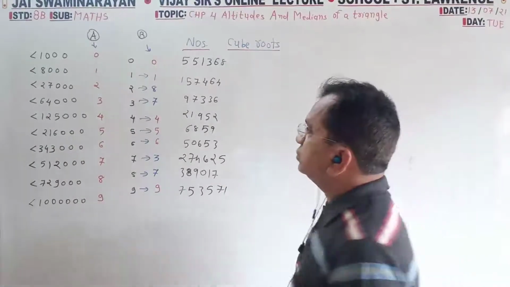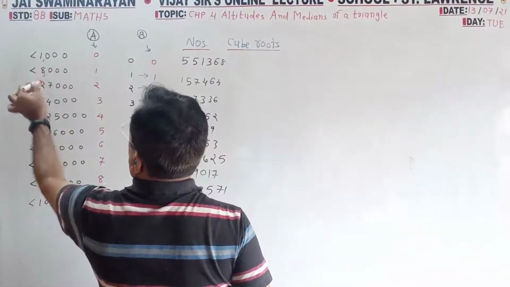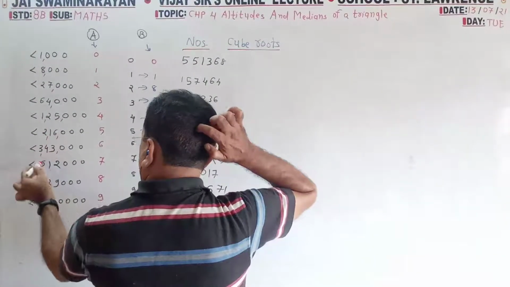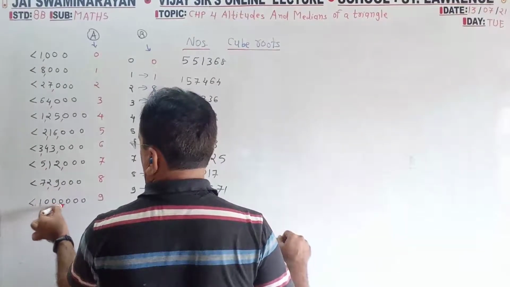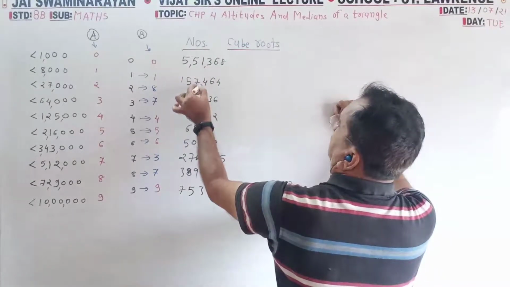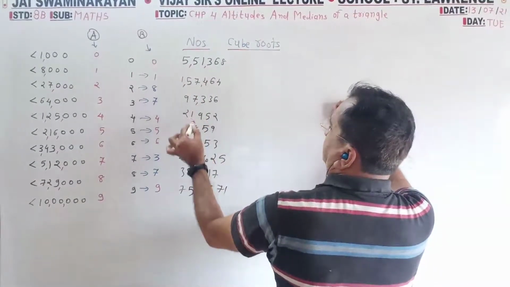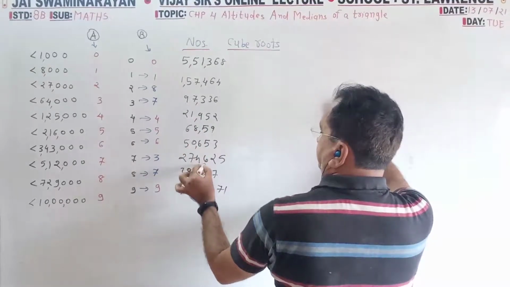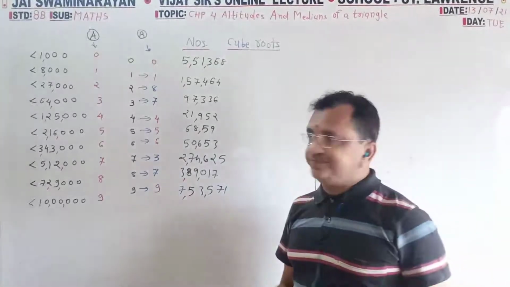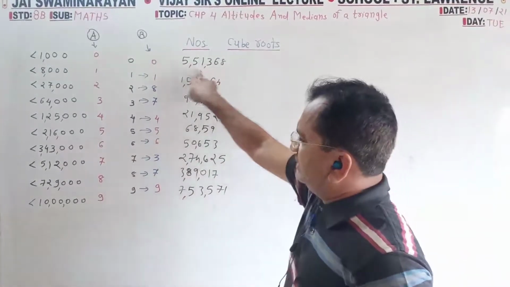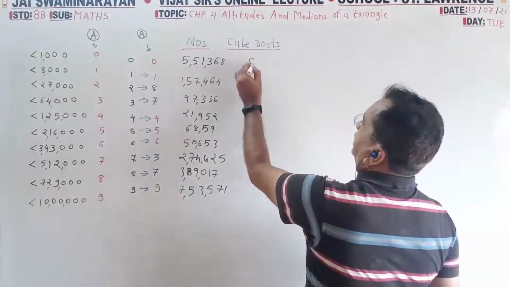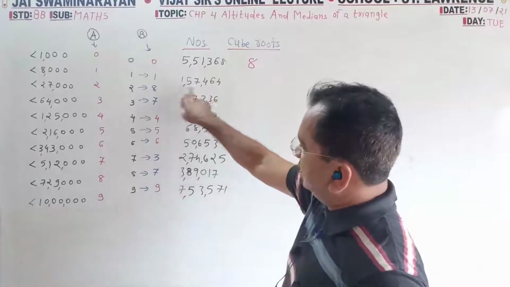Okay, so this is 1000, 8000, 26,000, 1 lakh 25, 2 lakh 16, 3 lakh 24, 10 lakh. So this is 5 lakh 51, 2 lakh 57. Okay, now 5 lakh 51,000 is not here. 5 lakh 50,000 is there. So it is 8.